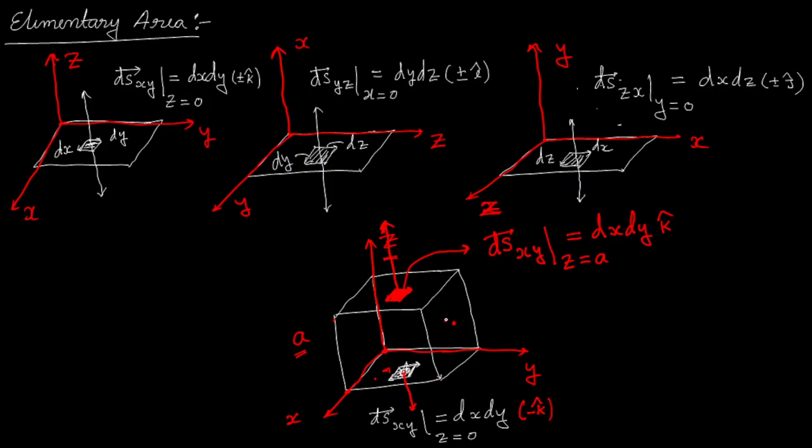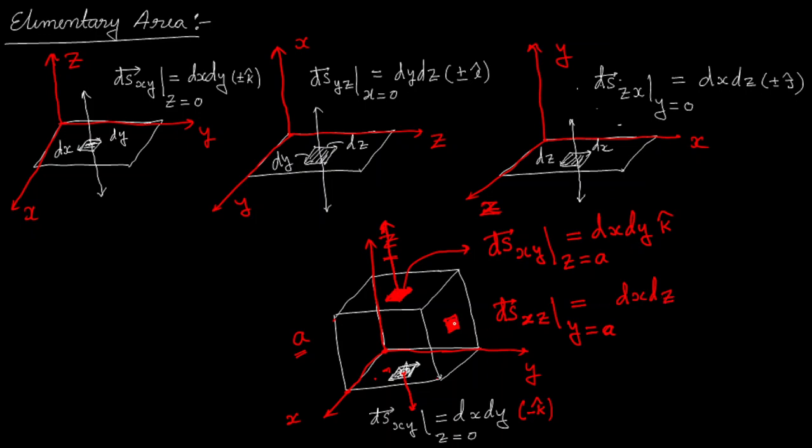Let's say we want to define the elementary area on this surface. What will this elementary area be? On this surface, you can see y will be constant and y will be a. If y is constant, then x and z will be variable, and the elementary length along the x-axis is dx and the elementary length along the z-axis is dz. So we can write the elementary area vector on this surface as ds xz. Now on this surface y is constant, so y equals a, and this can be written as dx dz.